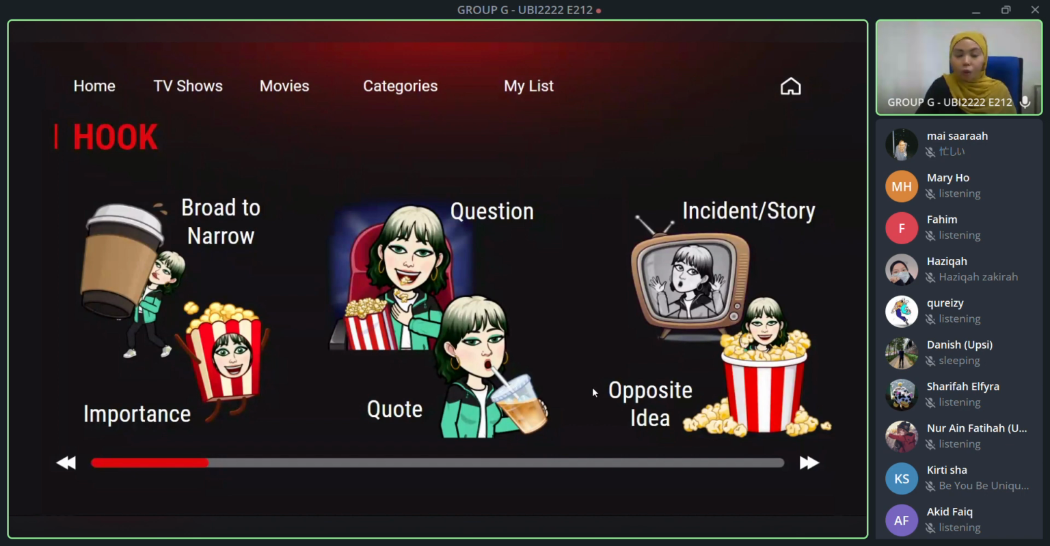If you are the type to talk about something that is more like focusing more on something that is important, focusing more on the statistic of it, the research of it, anything, you go for importance. If you are the one who is like, you know, like to provoke people, provoke their thoughts, maybe you can go for question. And if you love to emotionally appeal to someone, then maybe you can go for incident or story. Again, depending on how you would like to write your essay. Again, it all goes back to your personality. So choose the one that works for you.